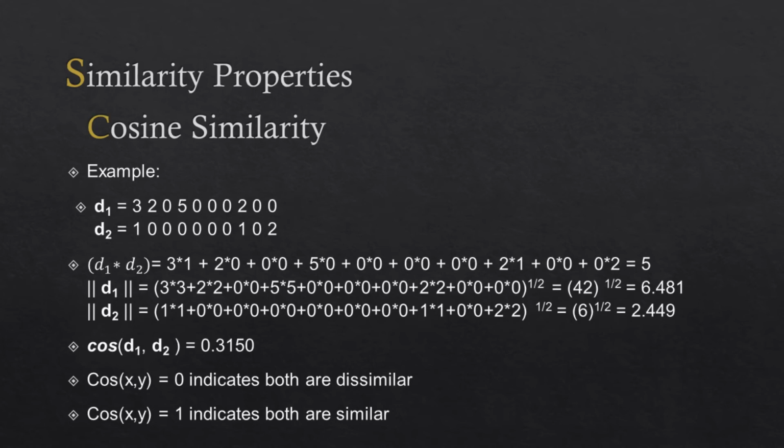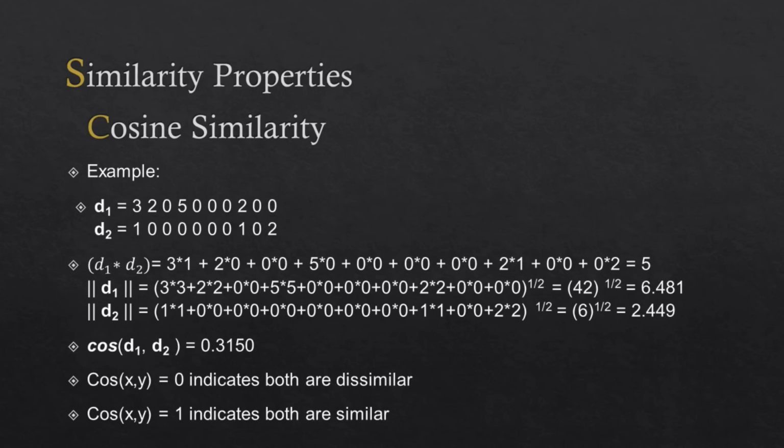At kung babalikan natin yung formula is yung nakuha nating value ng norm of vector D sub 1 at D sub 2 ay pagta-times at i-divide sa value ng D sub 1 times D sub 2. At ngayon, makukuha natin ang cosine of D sub 1, D sub 2 is equal to 0.3150. Ngayon, kung nakuha ang cosine is equal to 0, ibig sabihin both are dissimilar, at kung equal to 1 naman, ibig sabihin both are similar. At based on nakuha nating sample is 0.3150, ibig sabihin they are both dissimilar.